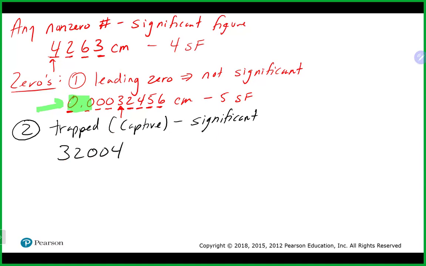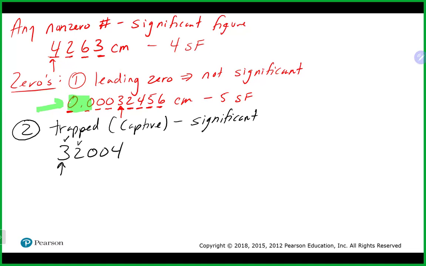So if we look at something like 32004, once again here, we're going to follow our rules. We're going to go left to right. We're going to start counting as soon as we hit the first non-zero, which in this case is right off the bat. So that is going to be a significant number.